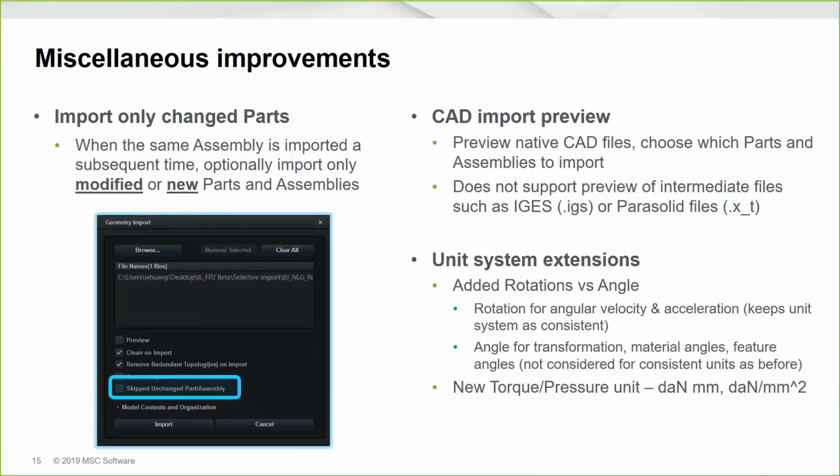To make that even simpler, we've separated rotations from angles. So now angular velocity and angular acceleration use a new entry we call rotations, which will be in radians, which gives us consistent solver units. And we now have angle, which is more for the user-facing definitions of angles, such as rotations and material angles and such.